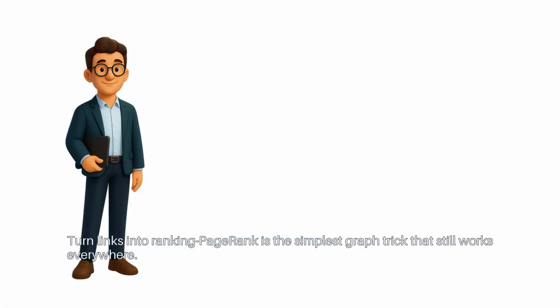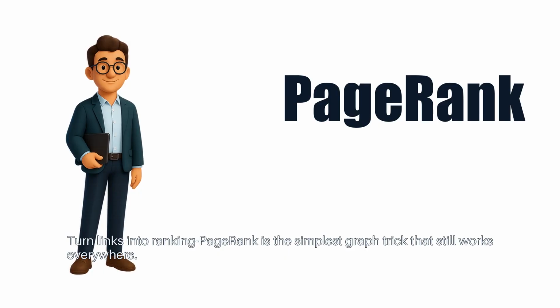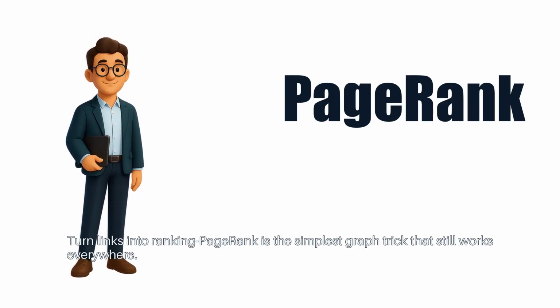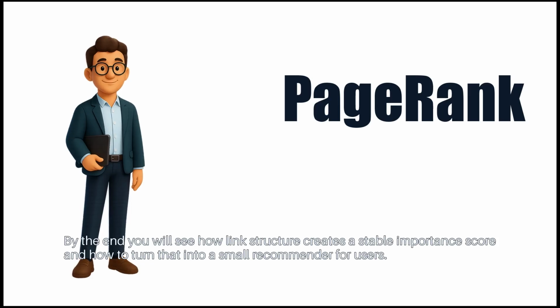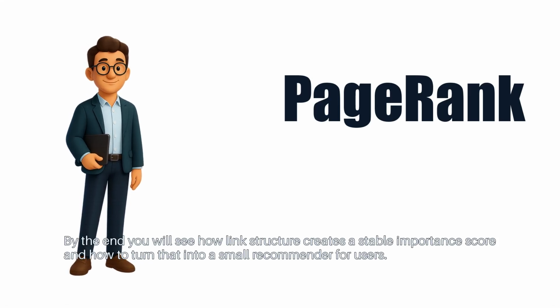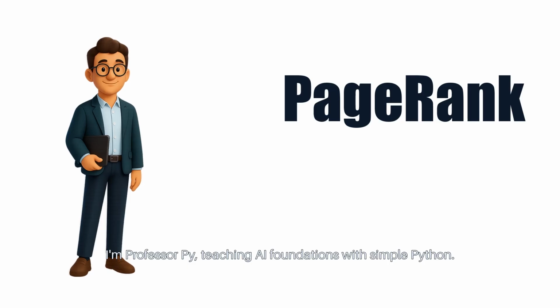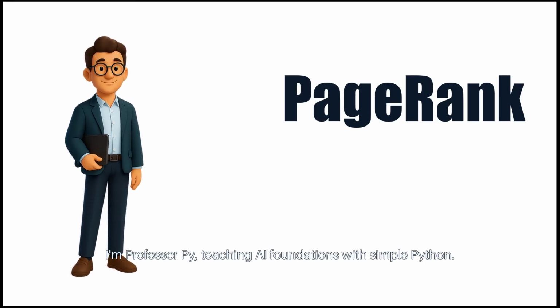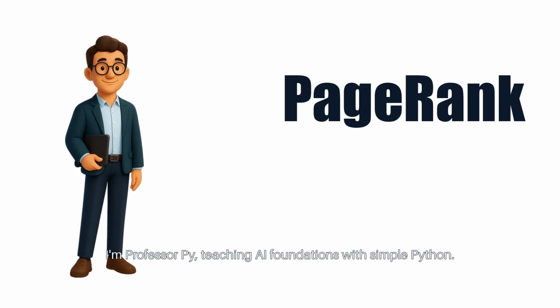Turn links into ranking. PageRank is the simplest graph trick that still works everywhere. By the end, you will see how link structure creates a stable importance score and how to turn that into a small recommender for users. I'm Professor Pi, teaching AI foundations with simple Python.